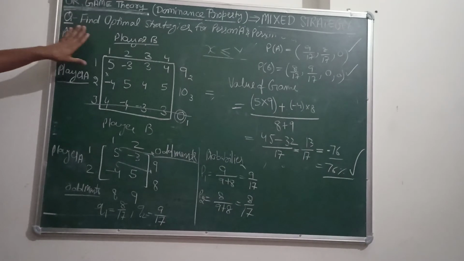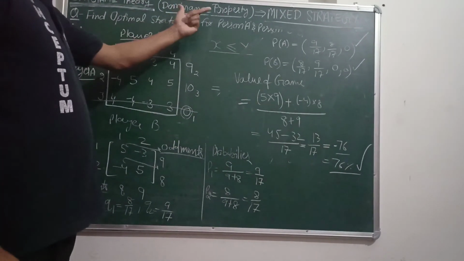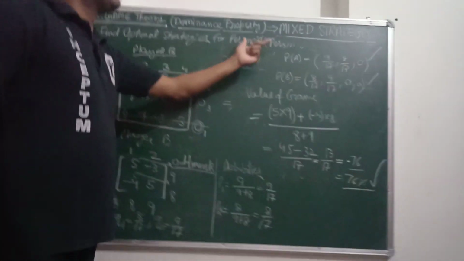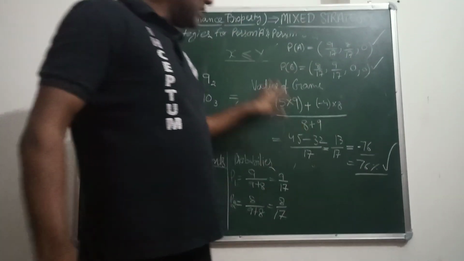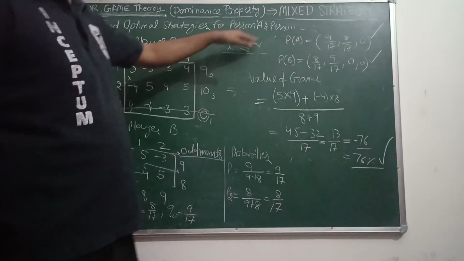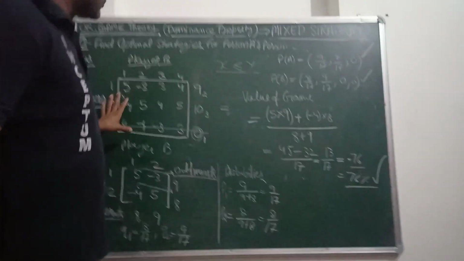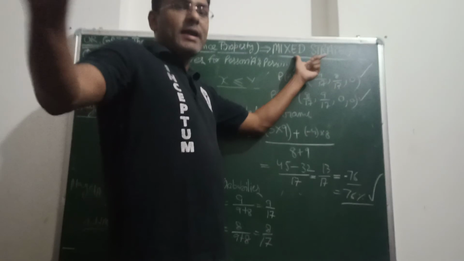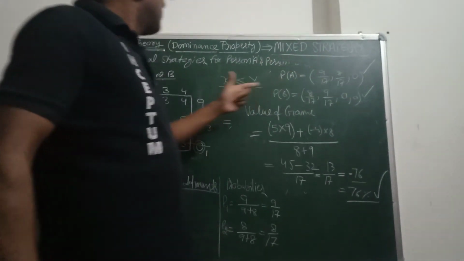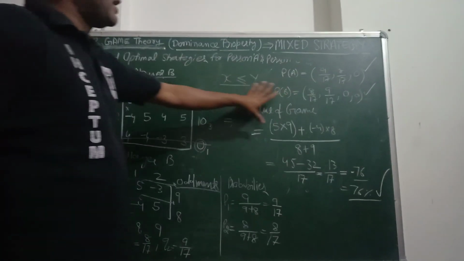Now you can easily find, or you can use, the dominance property for a pure strategy, okay, because all the things that have to be used in pure strategy are being explained here in this question of mixed strategy. So I am going to write a question here, you have to try that at home.